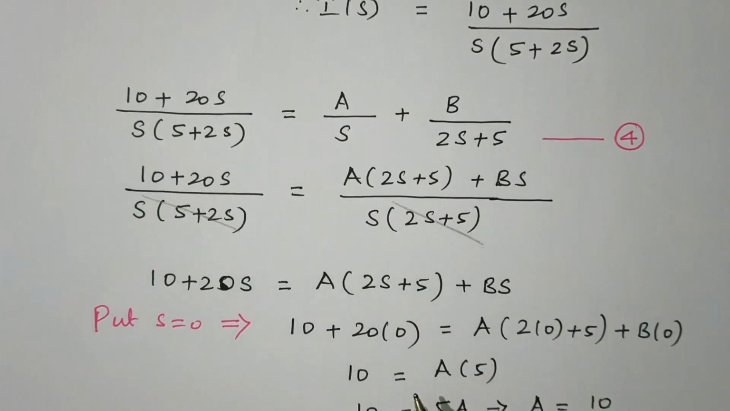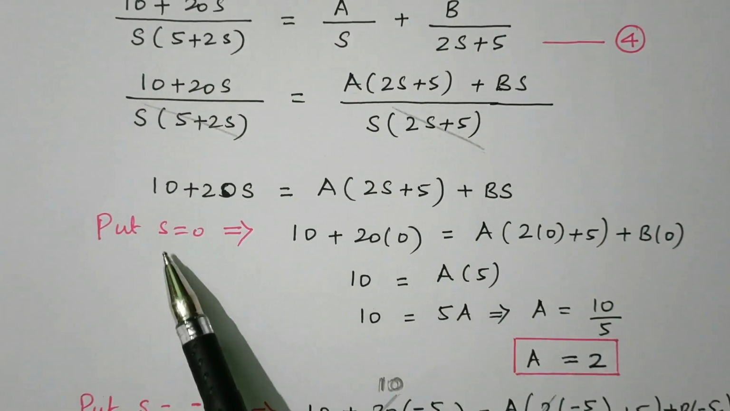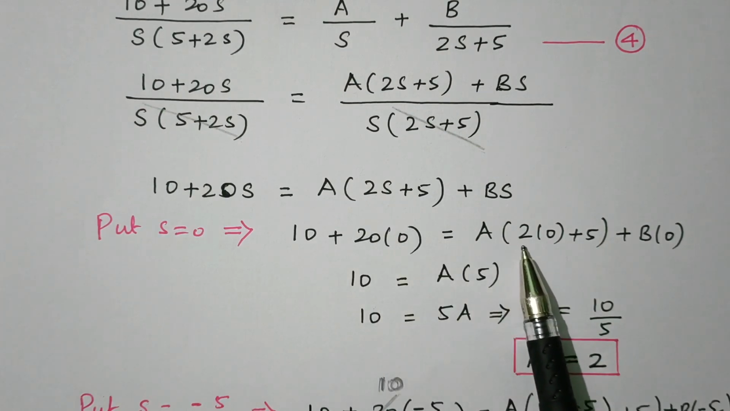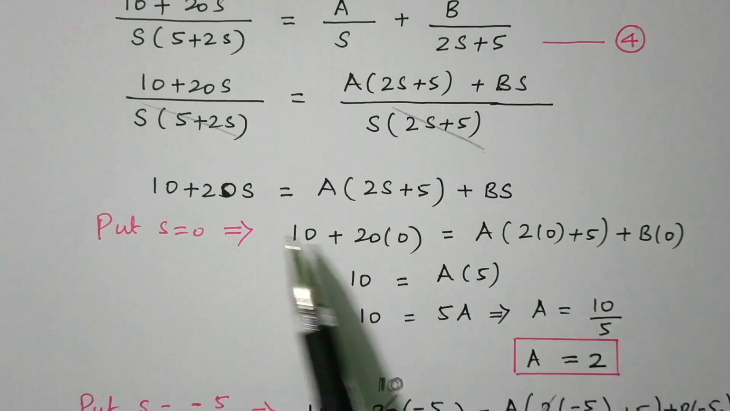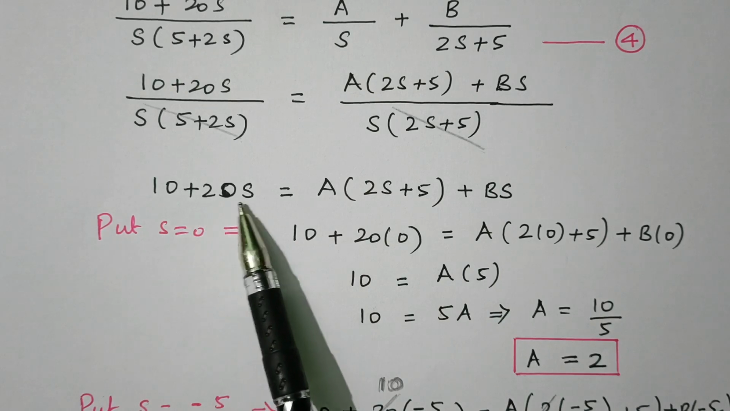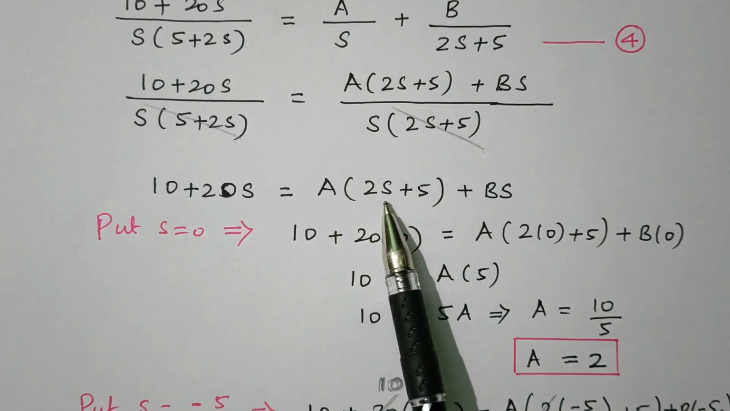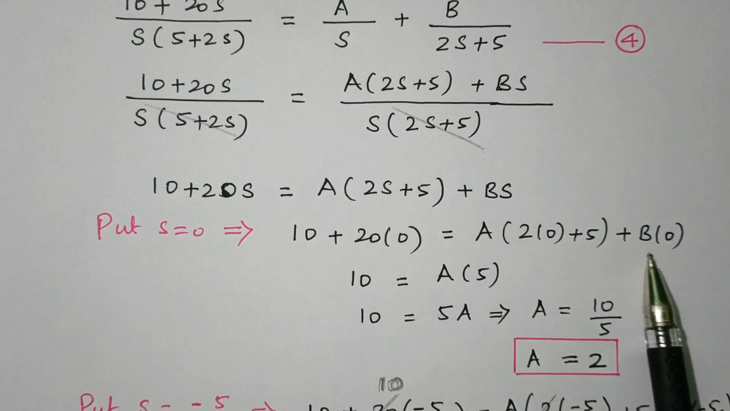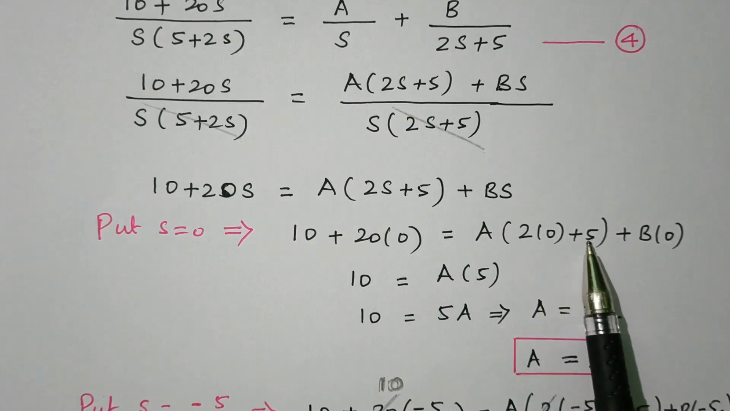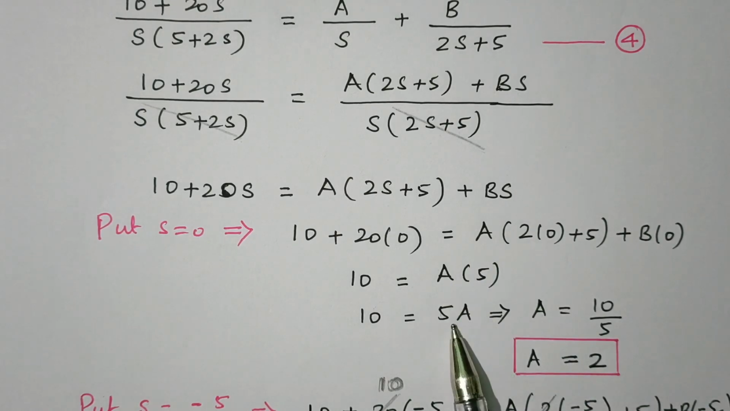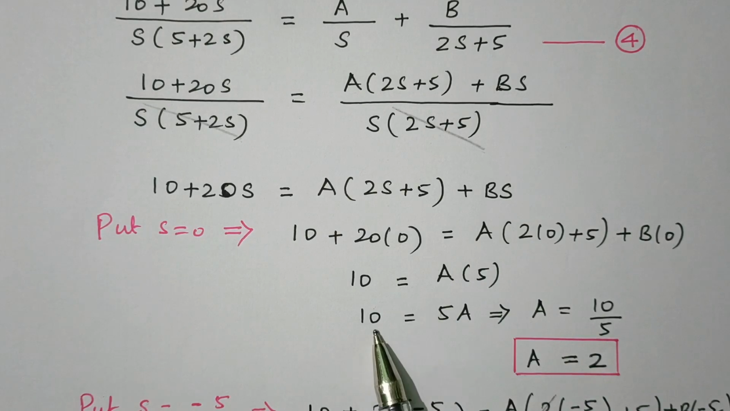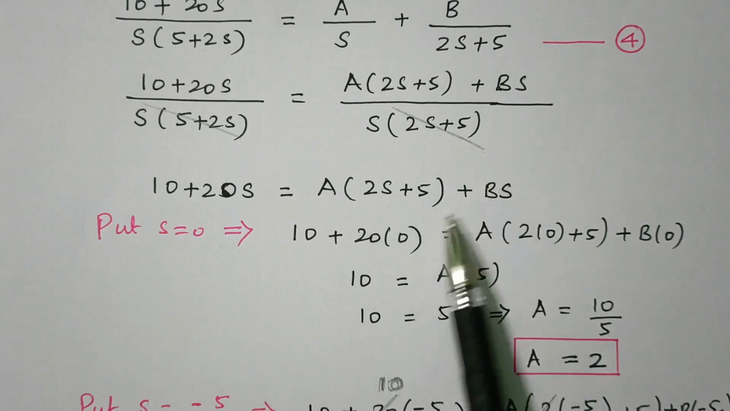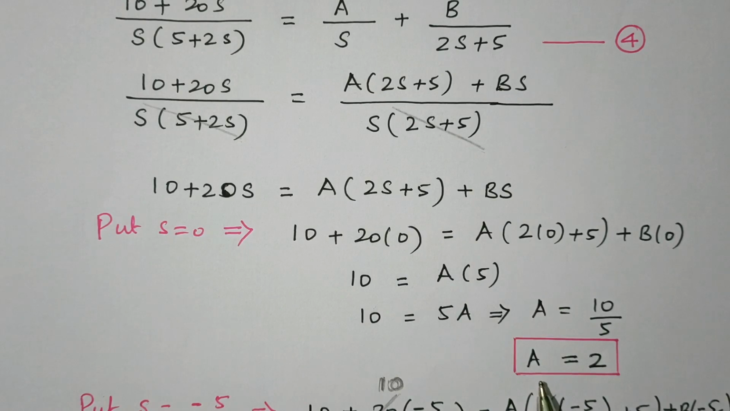So based on that, first we will substitute s equal to 0. So 10 plus 20 into 0 equals A of 2 into 0 plus 5, plus B into 0. So this term is 0, only 10 is available. This term also 0, this term also 0, only 5 is available, 5A. 10 equal to 5A, so A equal to 10 by 5, A equal to 2. By substituting s equal to 0, this term becomes 0, so that we easily calculate the value of A equal to 2.